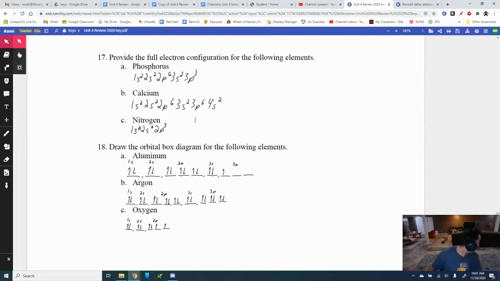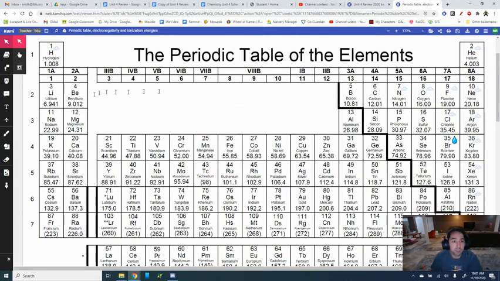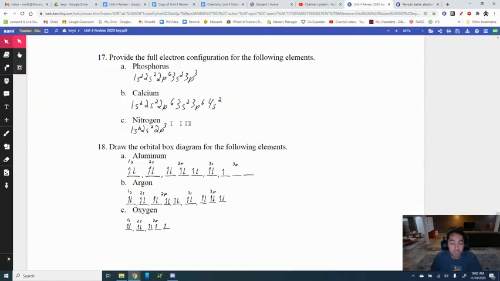Okay, next one is nitrogen. So we find nitrogen, which is right there. Start off 1s 1 2, 2s 1 2, 2p 1 2 3, and that's it. So that was a little bit shorter right there.